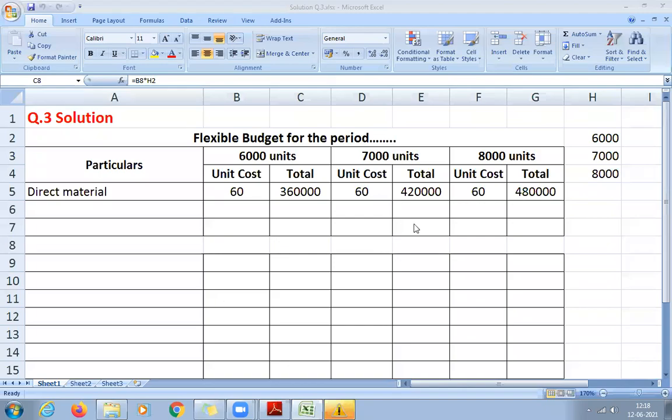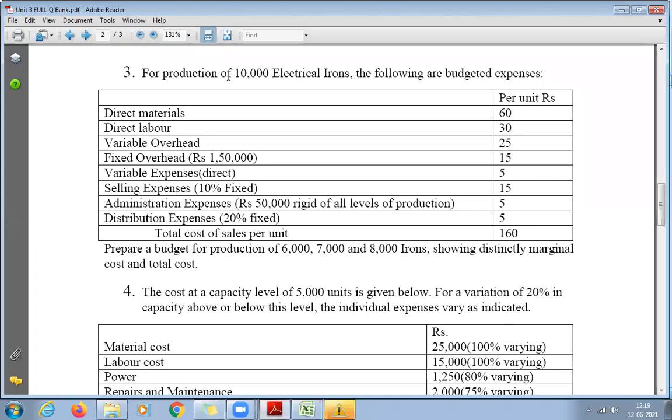So question number 3, we started actually yesterday, and we have calculated direct material. Here we have to calculate for 3 outputs, that is 6,000, 7,000 and 8,000. In the question, they have given us for 10,000 electrical irons. So we are going to calculate for 6,000, 7,000 and 8,000.